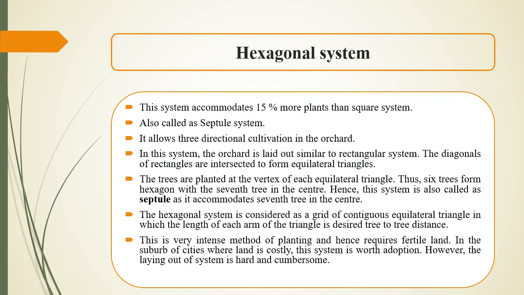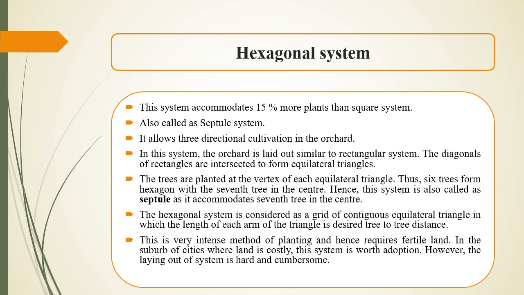Next, coming to hexagonal system. This system accommodates 15% more plants than that of square system. This is also called as septule system. And this is the important bit. Hexagonal system is also called as septule system, and the hexagonal system accommodates 15% more plants than that of square system. These are very important bits in your ICAR JRF examination as well as your SRF examination and other local examinations too.